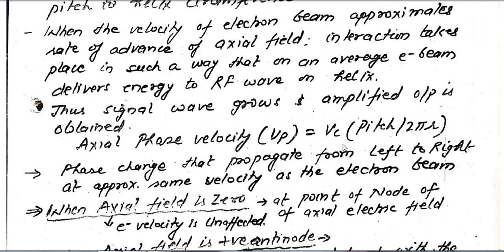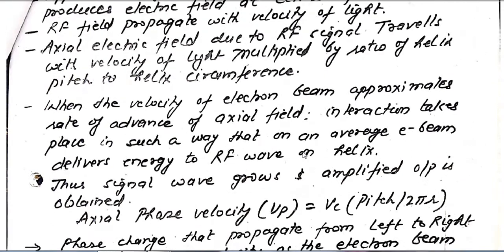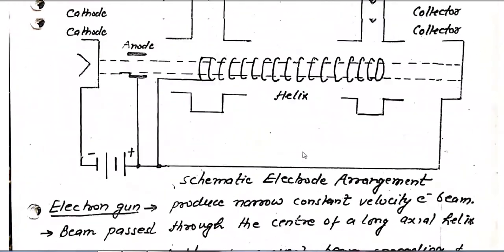Now the TWT can be thought of as a limiting case of a multi-cavity klystron, which has a very large number of closely spaced gaps with a phase change that propagates from left to right at approximately the same velocity as the electron beam.